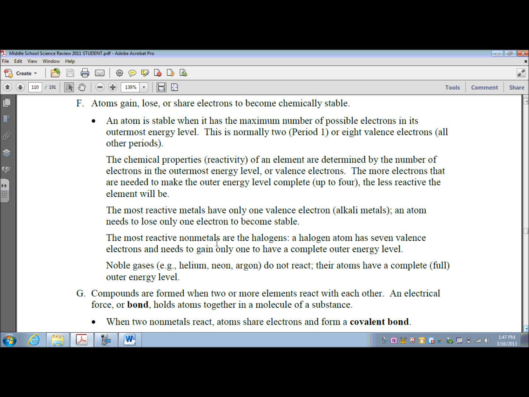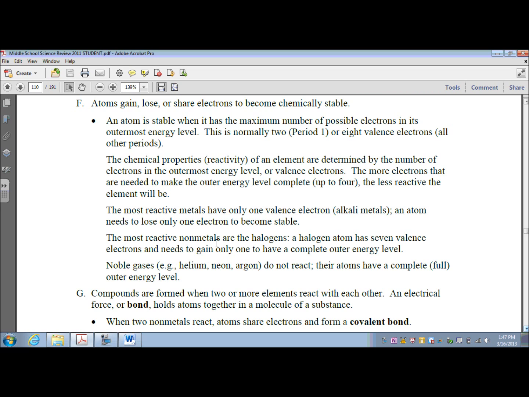The chemical properties, such as reactivity, of an element are determined by the number of electrons in the outermost energy level, or valence electrons. The more electrons that are needed to make the outer energy level complete, up to 4, the less reactive the element will be. The most reactive metals only have 1 valence electron. These are in the alkali metal family. An atom needs to lose only 1 electron to become stable.